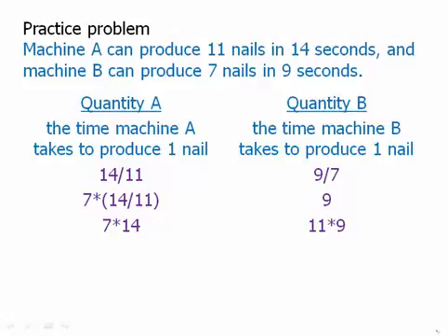Well, now we just have to do those multiplications. So you should be practicing mental math so that you can do these multiplications without touching a calculator. 7 times 14 is 98. 11 times 9 is 99. And 99 is bigger than 98. So quantity A is faster, quantity B takes more time, so the time it takes is larger, and B is the correct answer.